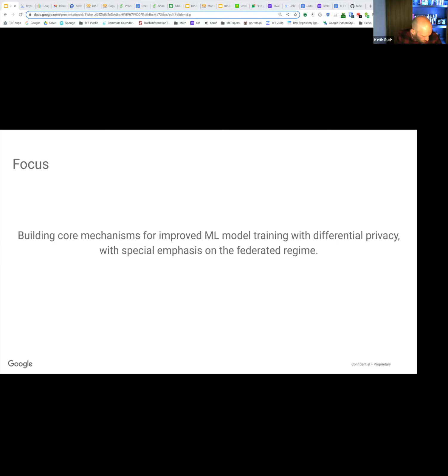So I want to ground where this whole work came from, with an overarching focus that influences it. Brendan, Abradeep, and I were all at Google, and that's why there's a Google on the slides. We work in a team that has a focus on basically a sentence like this: building core mechanisms for improved ML model training, often with differential privacy, and special emphasis on the federated regime. This is an overarching goal that motivates a lot of the work that happens in our team and a lot of other teams, both at Google and elsewhere.